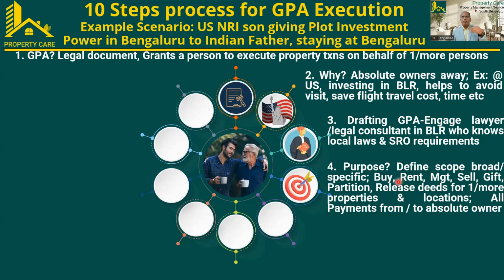All the payments should come from buyer to seller. From an NRI buyer, he can transfer the amount from his account to the seller. So that is how the transaction happens. This GPA holder is just like a proxy.